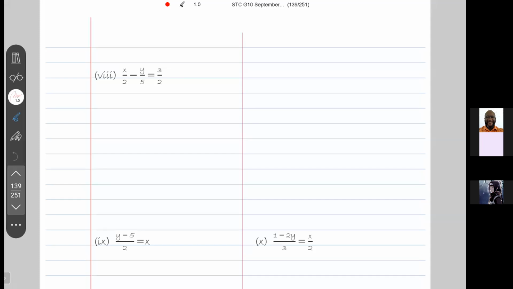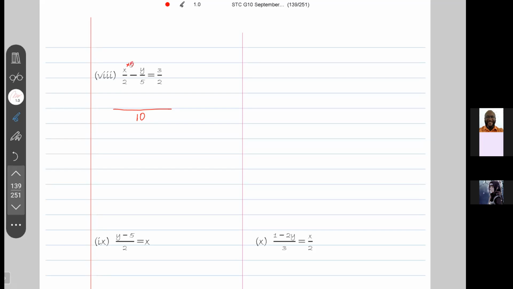All right, guys. Let's have a look at VIII. We want to determine what is the gradient, what is the y-intercept and the coordinates of the y-intercept of this linear equation. So to get rid of the fractions, I'm going to find the LCM, use the LCM, and then discard the LCM. The LCM is 10. 2 goes, so I found it, now I'm going to use it. 2 into 10 goes 5.